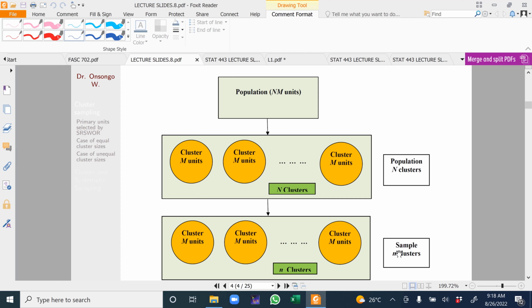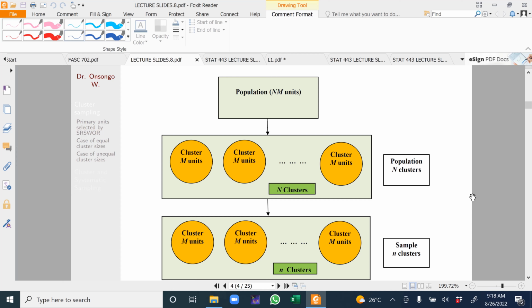So if you picked Ashanti region as one of the sample clusters, you observe each and every unit in Ashanti. If you identified the Volta region as part of your sample clusters, each and every unit in the Volta region has to be observed. And then from there you can conduct your data analysis once you have all the information that you need.